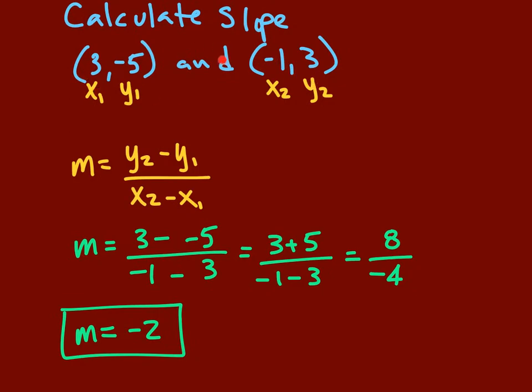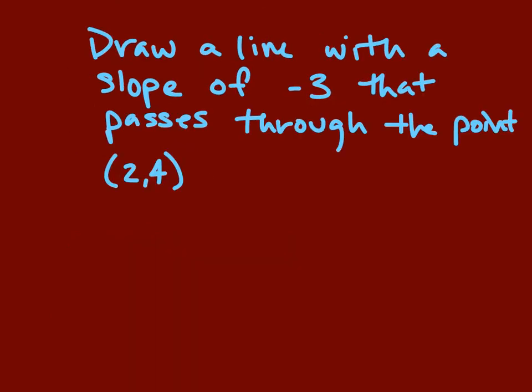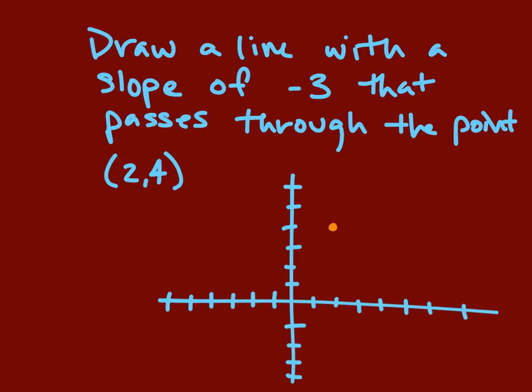The next example that I want to do is draw a line with a slope of negative 3 that passes through the point (2, 4). Now what I've done is I've gone through and plotted the point (2, 4), okay? So that's the first thing I want to do, is actually just plot that point, and then I want to use my slope to generate more points. And my slope m is equal to negative 3. Now to write that as a rise over run, I'm going to put that over 1.